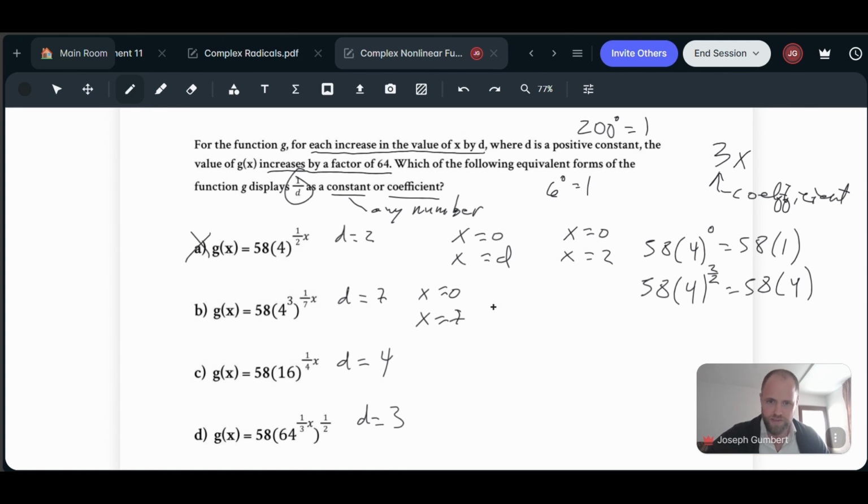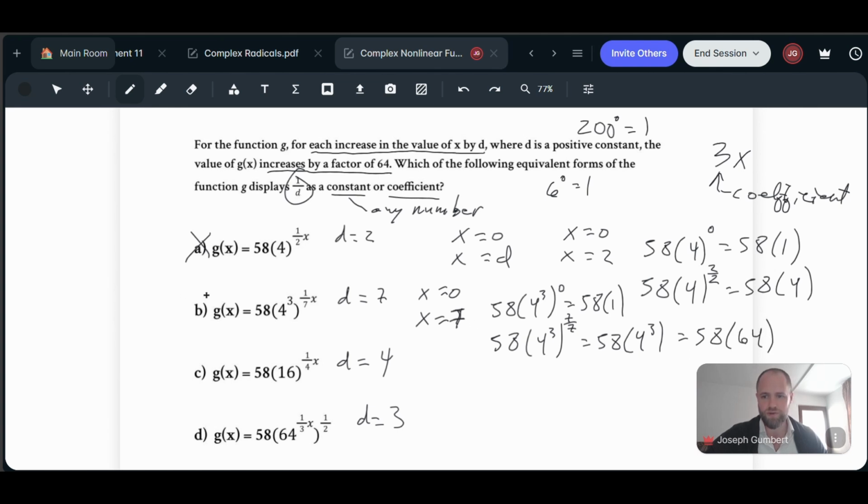The reason why is that, let's say at x equals 0, I'm going to have 58 times 4 to the third to the 0. So that's just equal to 58 to the 1 power, right? But then if I plug in 7 for my x, then I'm going to get 58 times 4 to the third times 7 over 7, which is 1. And so that's going to be equal to 58 times 4 to the third, and 4 to the third is 64. So that's equal to 58 times 64. And so we just increased by a factor of 64.